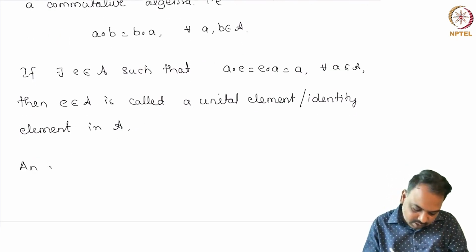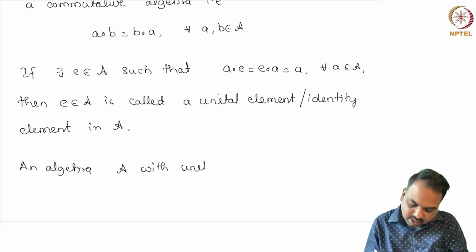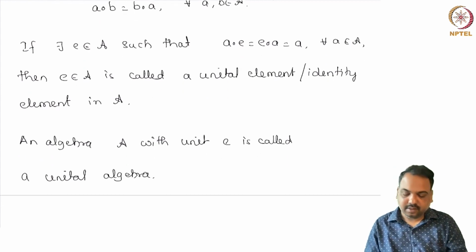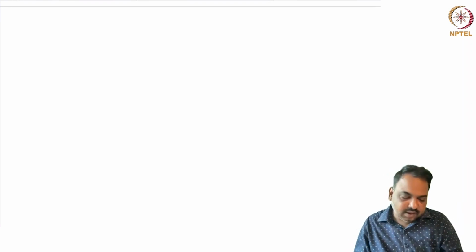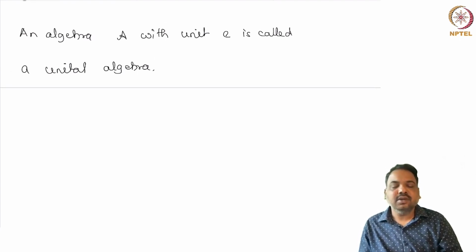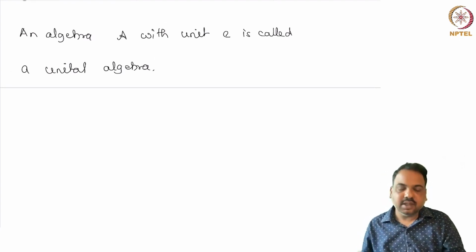So an algebra A with unit E is called a unital algebra. Most of the time we'll be looking at unital algebras only. There is a way of getting a unit for a non-unital algebra. That process is known as unitization, that we'll be looking at a later stage.